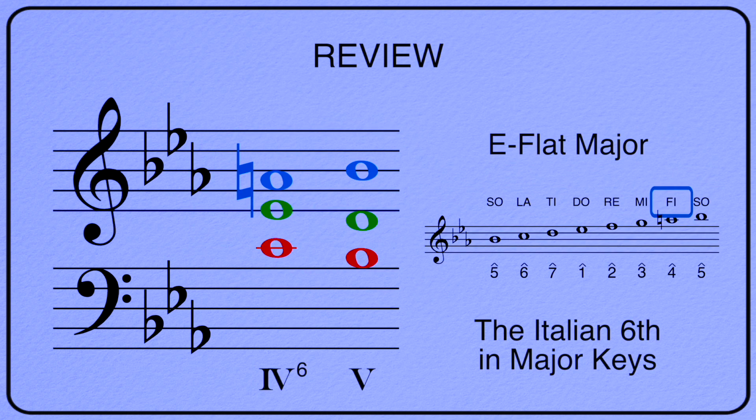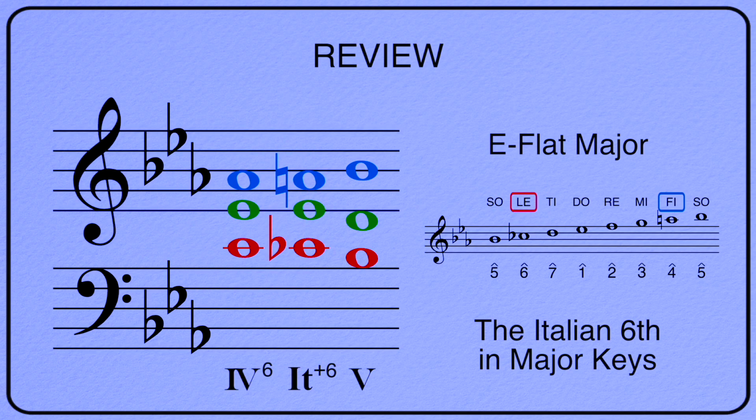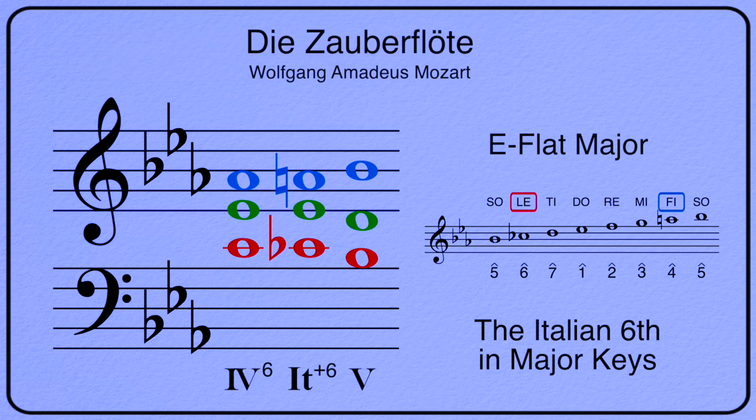Fa up to fi, as before, but also la down to le. For this reason, the Italian sixth sounds a bit more jarring in major keys than minor, as you can hear in the overture to Mozart's Magic Flute.